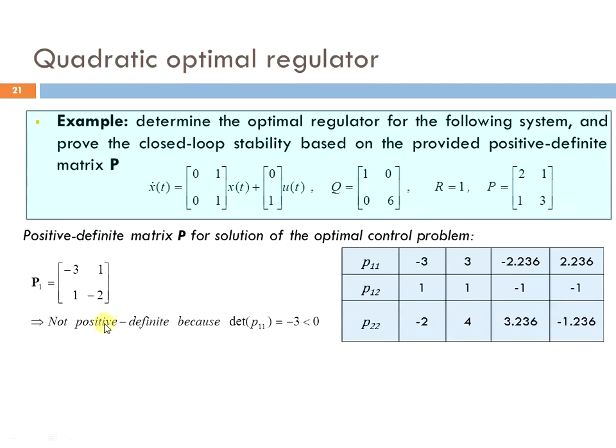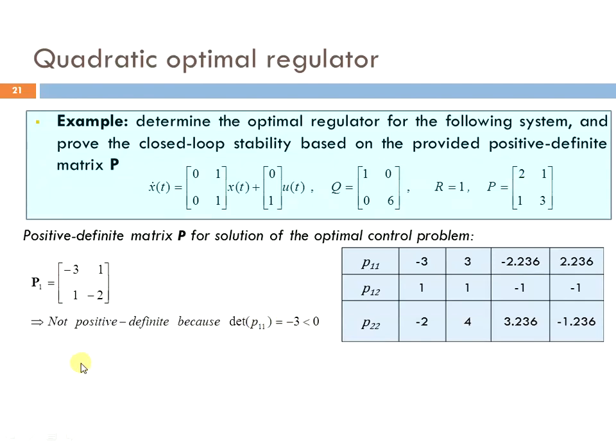If it was a 3 by 3 matrix, then the next one would be this submatrix, and then it would be the next one, and so on. So we are going to be looking at the determinant of the first element and the determinant of the entire matrix. In this case, the determinant of the first element is negative, so we conclude that the matrix P using the first set of elements is not positive definite.